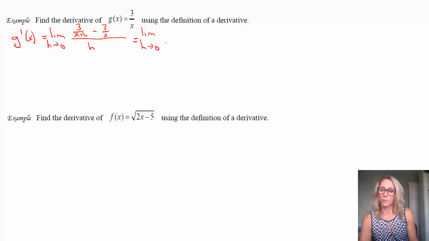So there's a couple different options. You can create common fractions that have common denominators so that you can combine the two fractions in the numerator. You can also multiply top and bottom by the common denominator. That will also rid you of your fractions in the numerator. If you have issues with this problem, just Google simplifying complex fractions, because that's all you're doing here, just simplifying complex fractions. That's the algebra part of it.